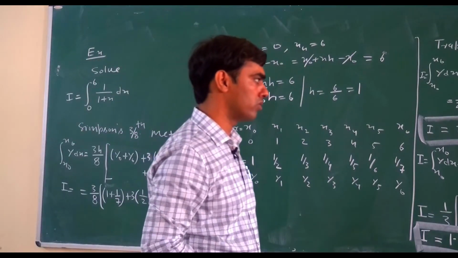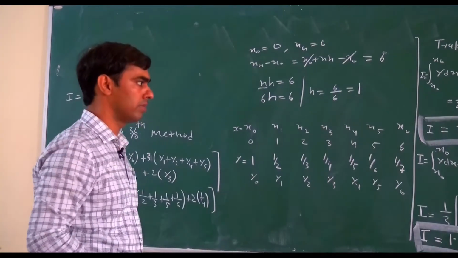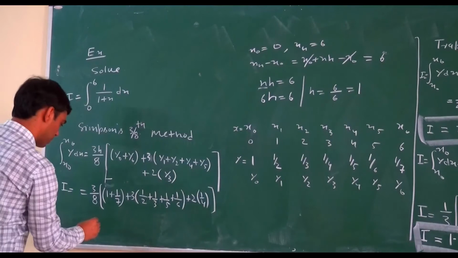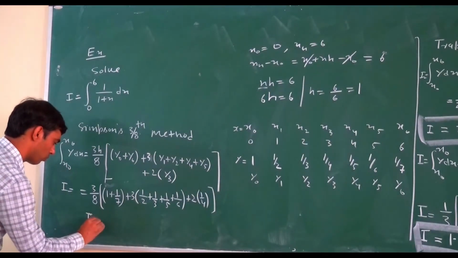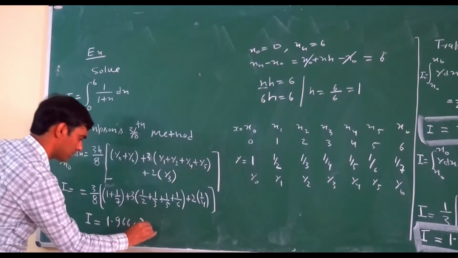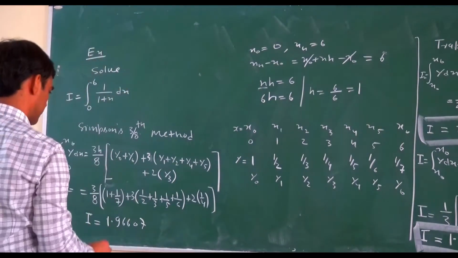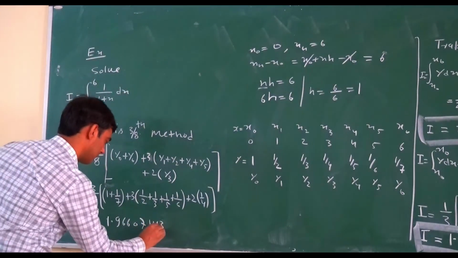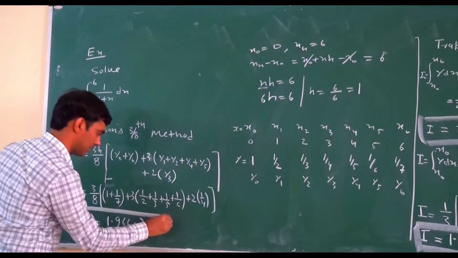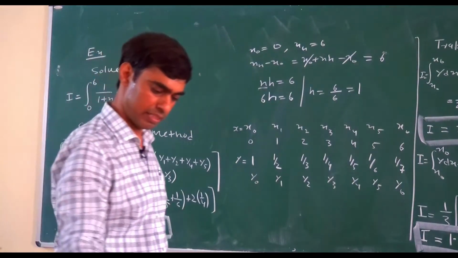I have already noted down the value. After simplification, what is the value? I becomes 1.96607143. So this is the result after solving by the Simpson 3/8 method.